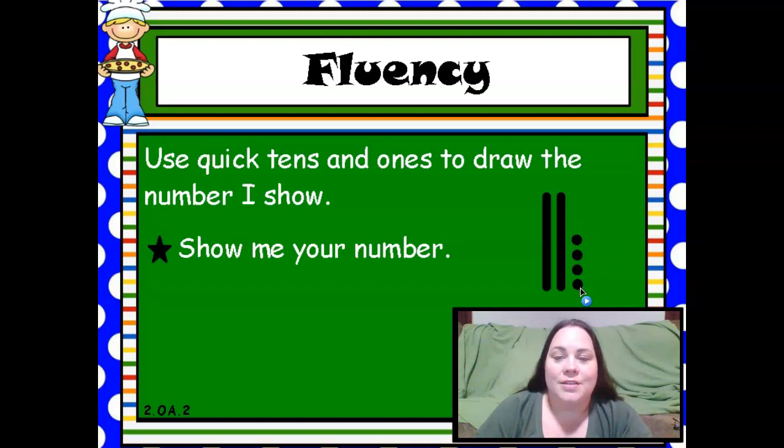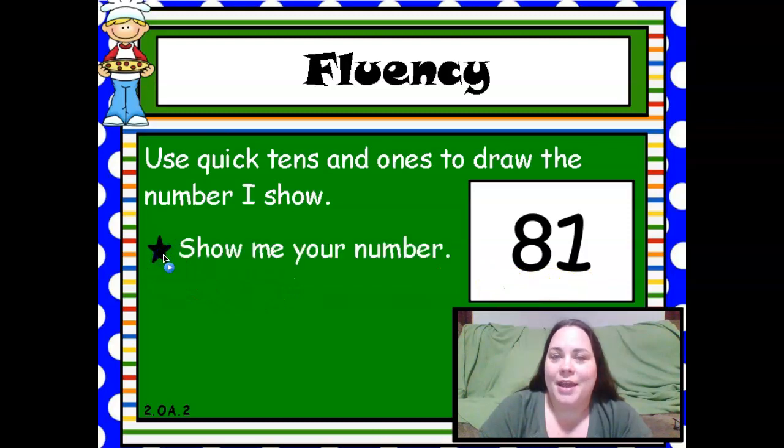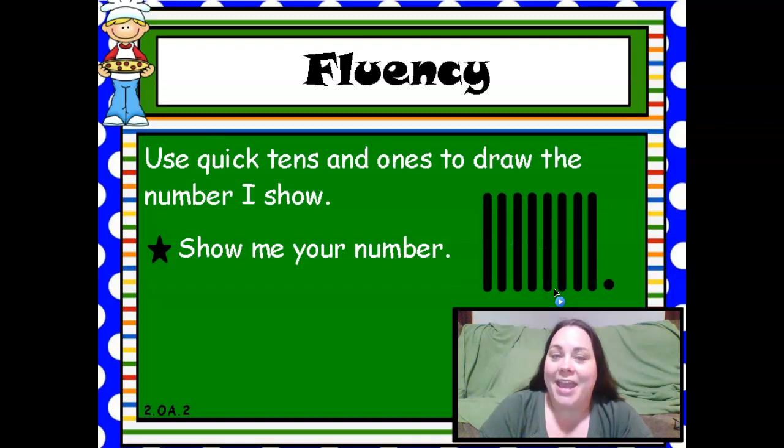Now use tens and ones to represent the number 81. Go ahead and show me your number now. We should have 8 tens and 1 one. Let's count it together. 10, 20, 30, 40, 50, 60, 70, 80, 81.